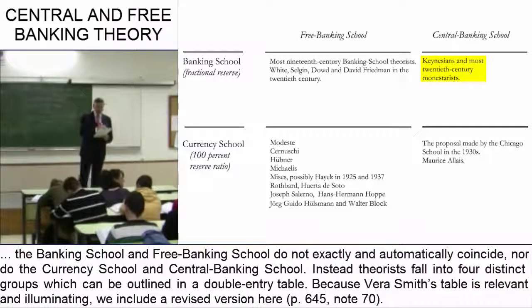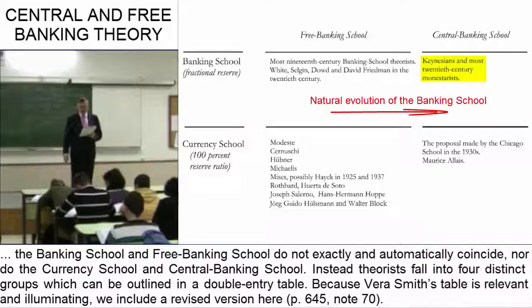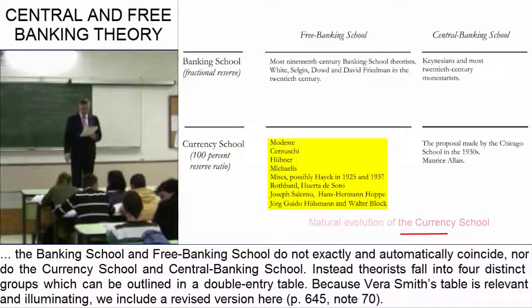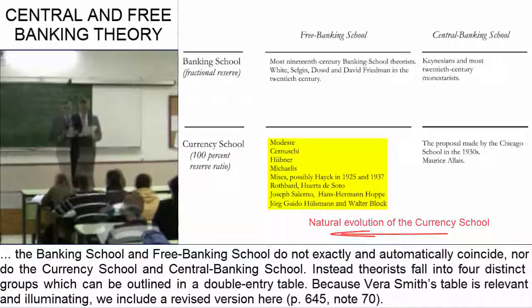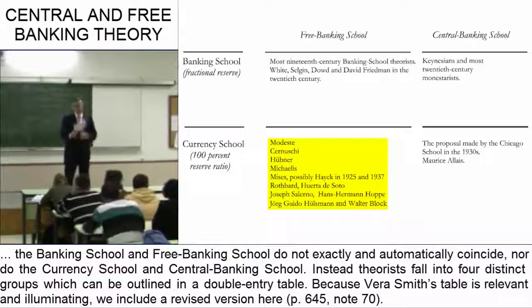But later, fractional reserve banking school theorists ended up in the arms of the central bank. Note the arrow, which indicates the natural evolution of the banking school, and points in the direction of modern-day Keynesians and monetarists, who defend the existence of a central bank and a fractional reserve system. Meanwhile, the theorists of the currency school eventually realized that the best way to achieve their goals of stability and solvency was through the adoption of a 100% reserve ratio. Note the arrow at the bottom, which points to the left and indicates the natural evolution of the currency school. This is where we find those theorists I was mentioning: Mises, Hayek, Rothbard, yours truly, Joseph Salerno, Hans Hermann Hoppe, Walter Block, etc.